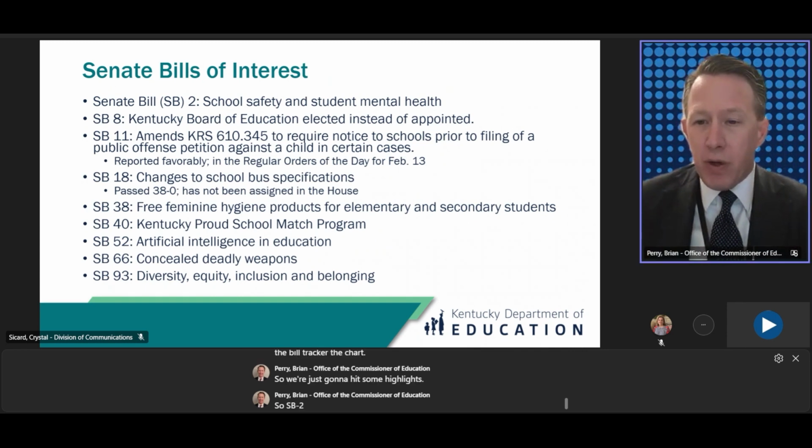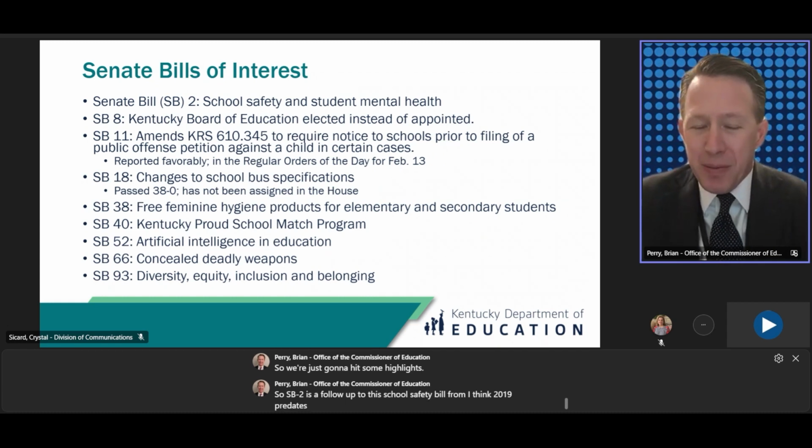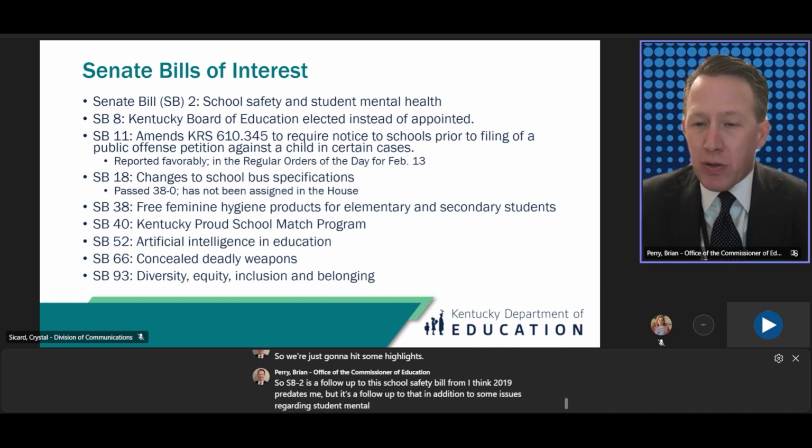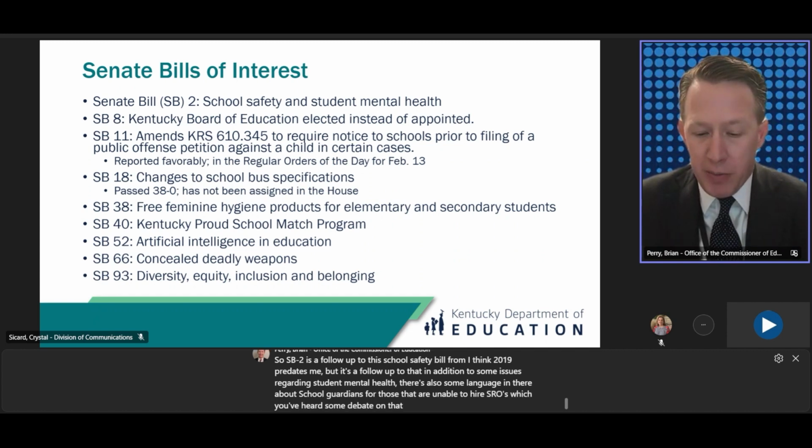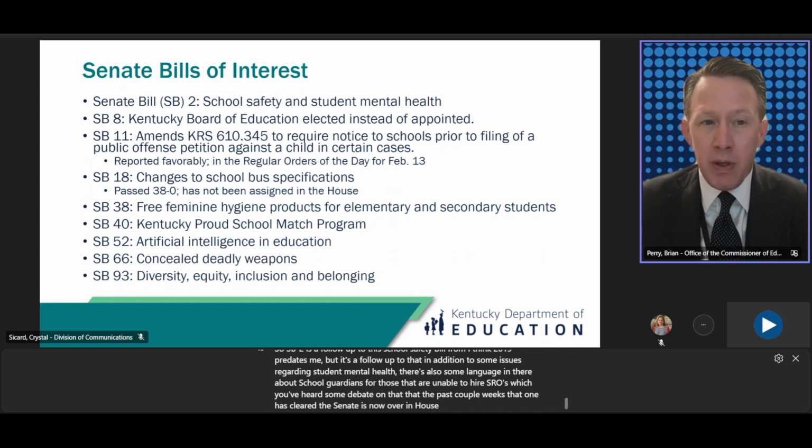SB 2 is a follow-up to the school safety bill from, I think, 2019, which predates me. In addition to some issues regarding student mental health, there's also some language in there about school guardians for those that are unable to hire SROs. I'm sure you've heard some debate on that the past couple of weeks. That one has cleared the Senate and is now over in House Education.